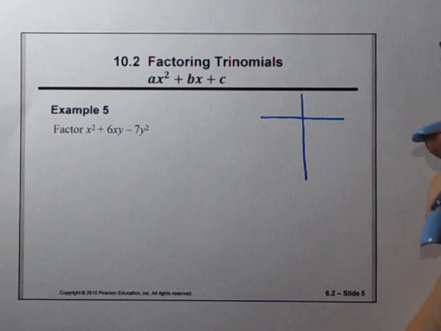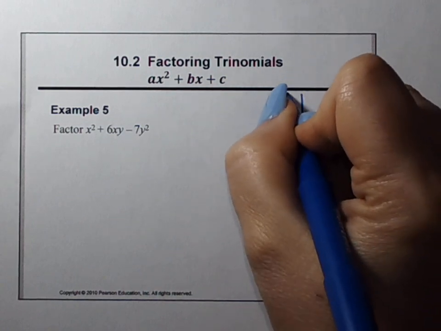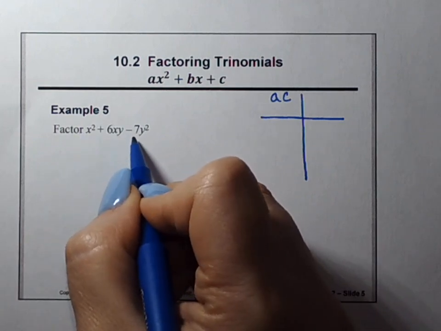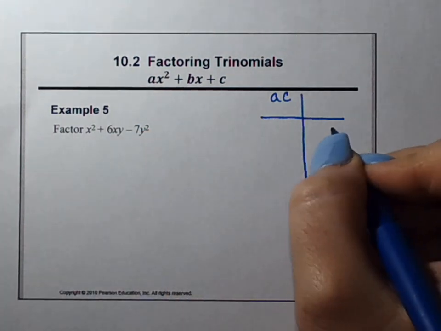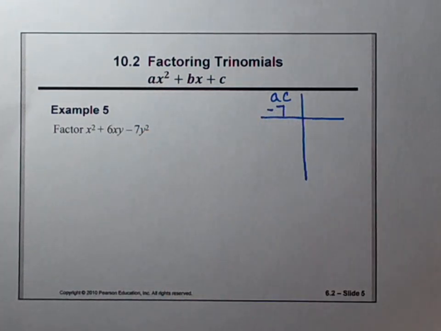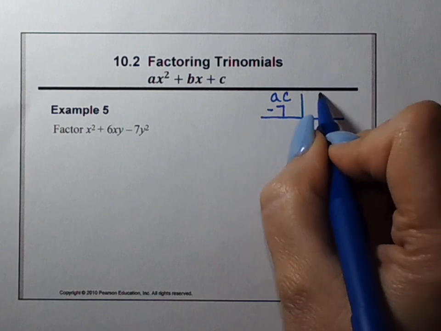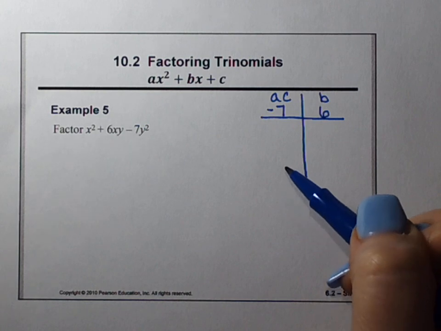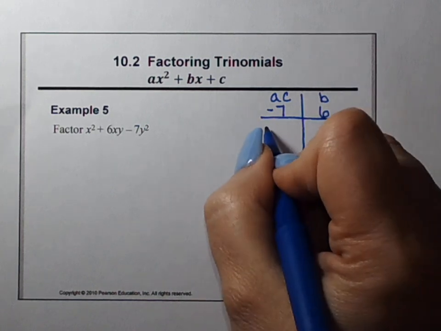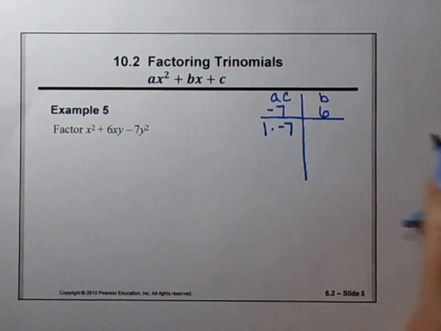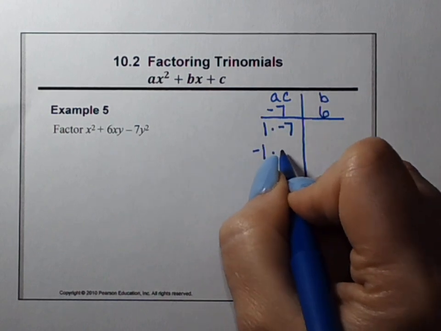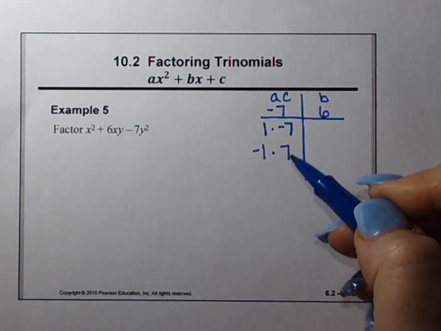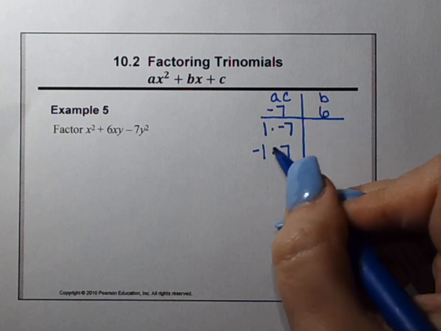So we're going to start with our a times c. So our a here is a 1, and our c is a -7. So -7 times 1 gives us a -7. Then our b term is a +6. So I want to write out all of my factors of -7. So that could be 1 times -7, or it could be -1 times a +7. And that's going to be all of our factors. So let's see which one adds up to +6.